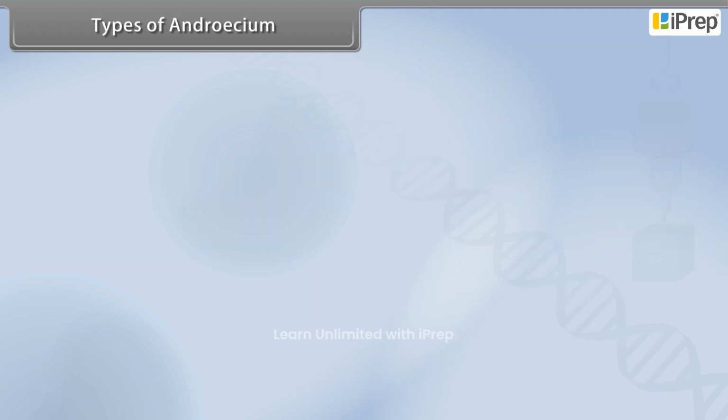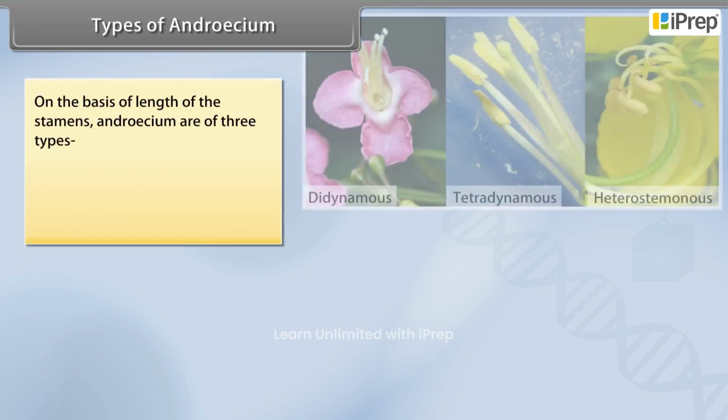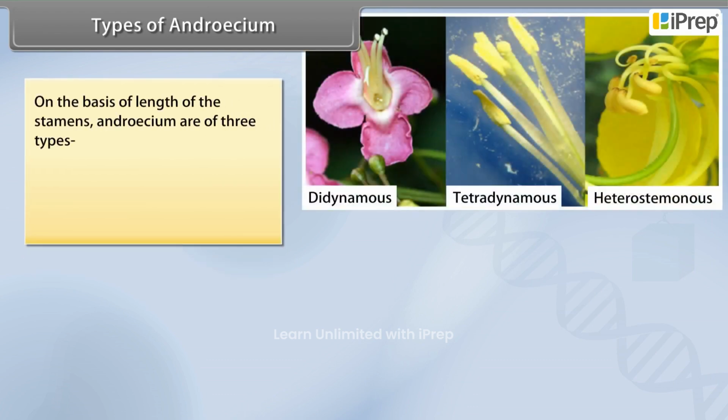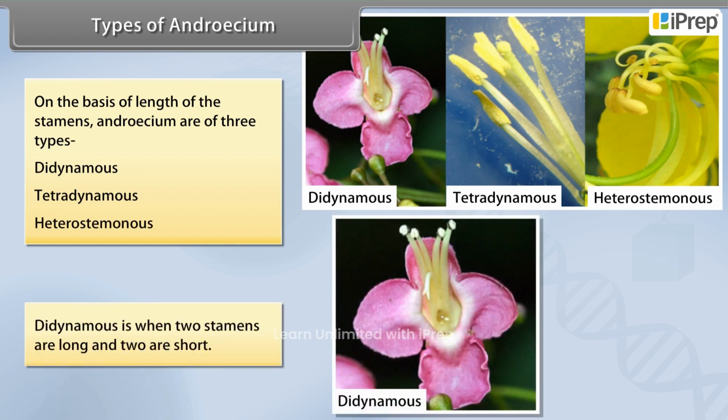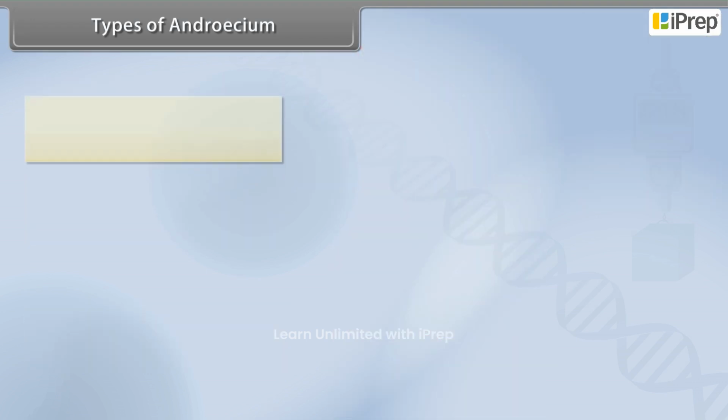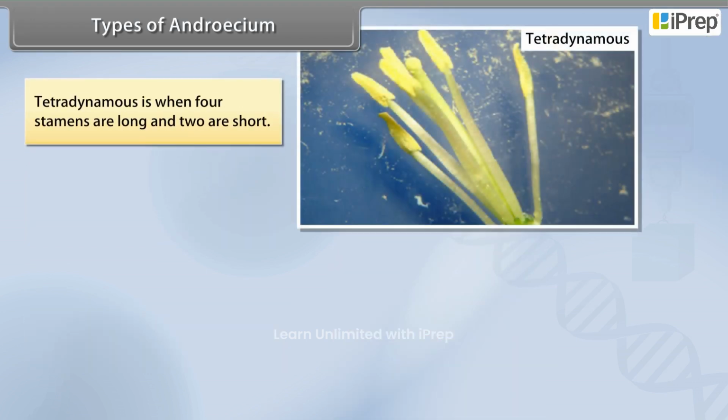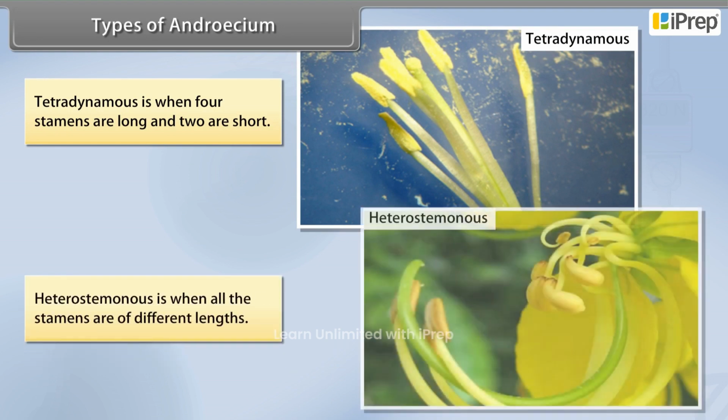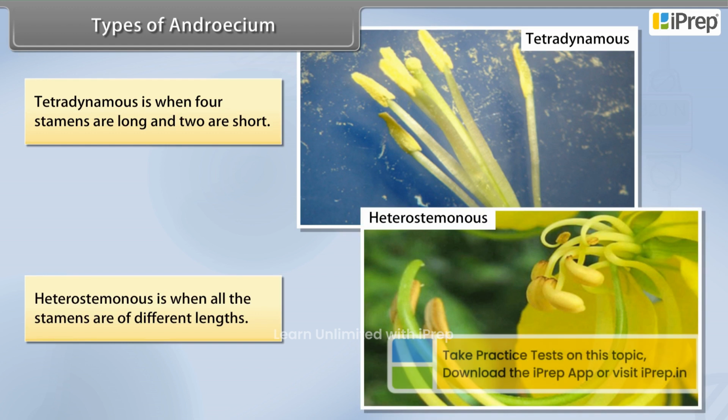Types of Androecium. On the basis of length of the stamens, Androecium are of 3 types: didynamous, tetradynamous, heterostemonous. Didynamous is when 2 stamens are long and 2 are short. Tetradynamous is when 4 stamens are long and 2 are short. Heterostemonous is when all the stamens are of different lengths.